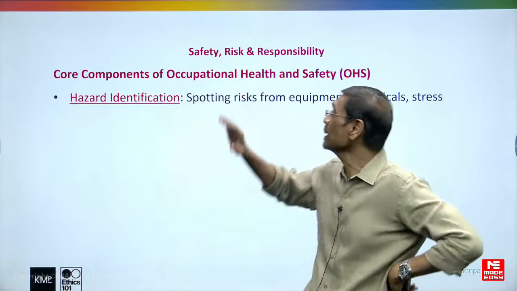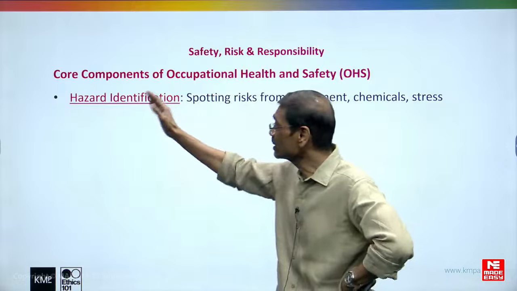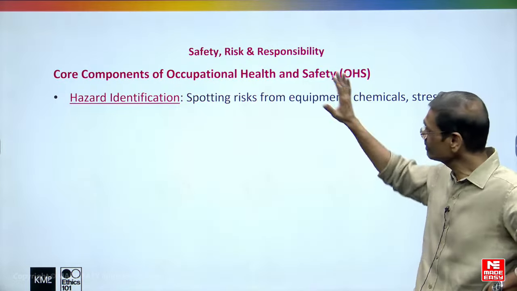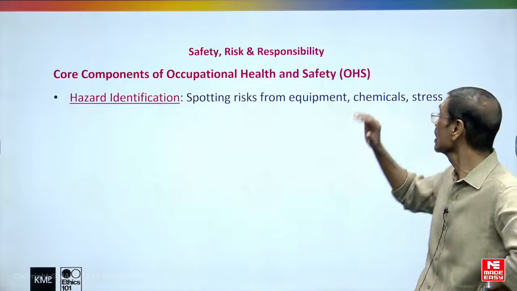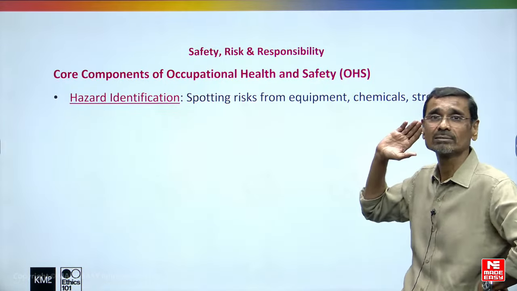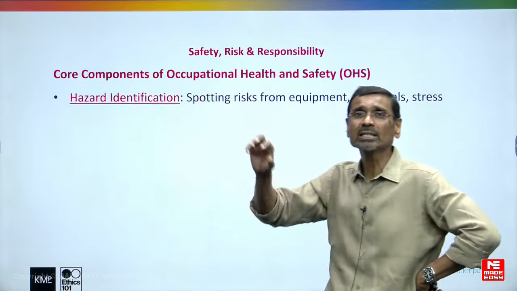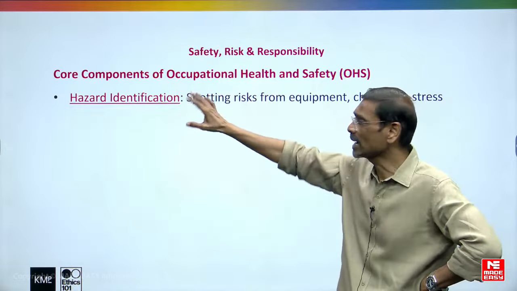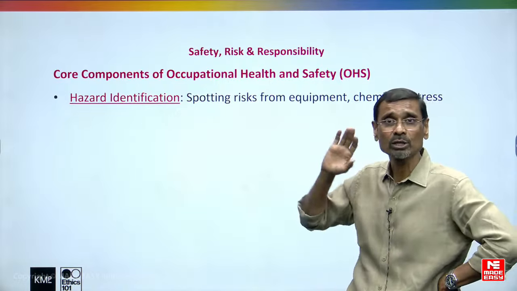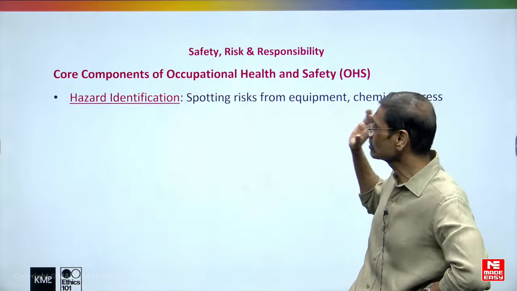First component of occupational health and safety is hazard identification. Spotting the risk from equipment, that's how safety comes in. Next, chemicals and stress. Hazard: which equipment can cause what injury, that's hazard identification. Which chemical can cause what harm, that's hazard identification.